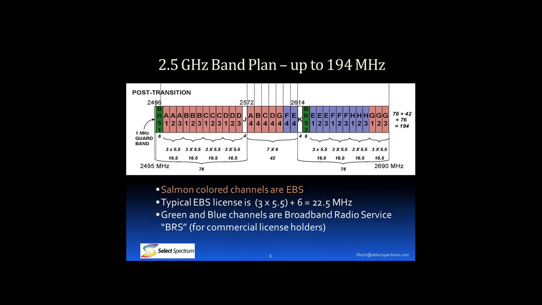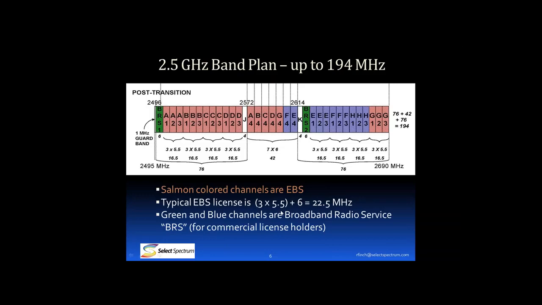So we've talked about the geographical aspect of these licenses. I'd like to also discuss the spectrum location of the licenses. On this slide, you'll see both the salmon colored licenses, those are the educational licenses, educational broadband service that are held by institutions like yours, as well as the blue and green licenses shown here. Those are the broadband radio service licenses, all part of the 2.5 gigahertz band.